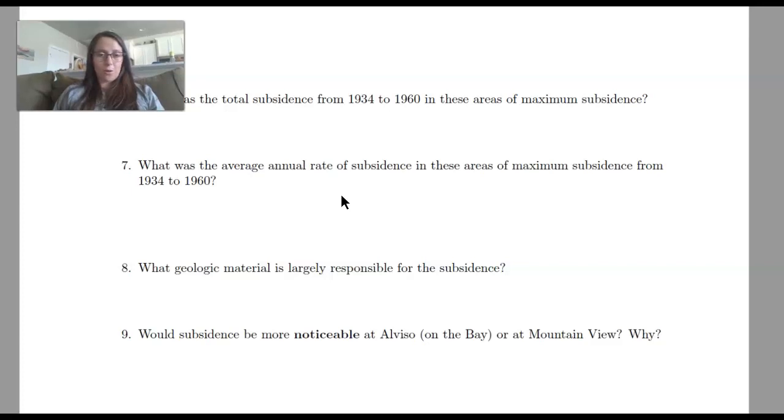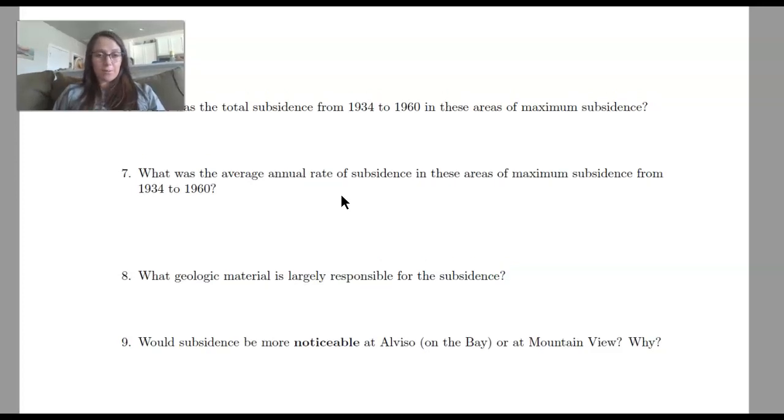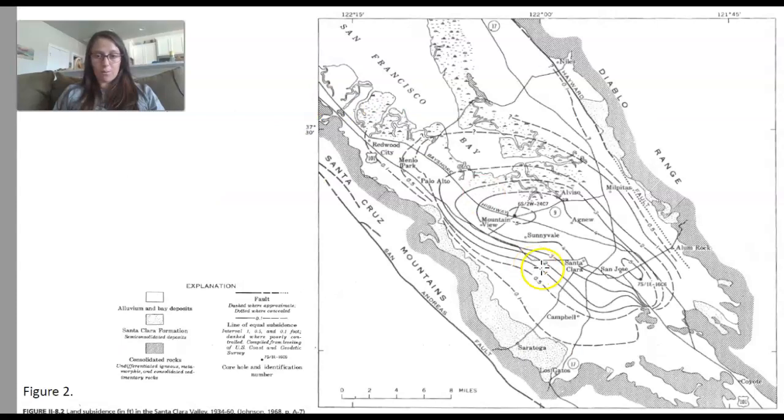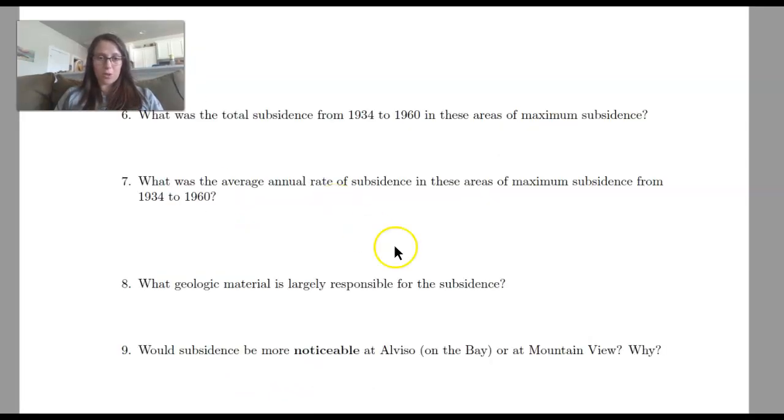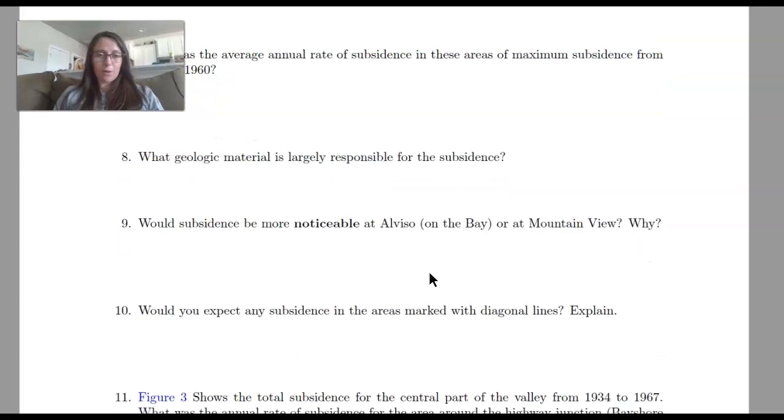The way you do the average annual rate of subsidence is you take the subsidence that happened between all of those years, which you found from the contours, wherever you found the greatest contours, and you say, okay, if I had, let's say, 100 feet of subsidence over however many years there are here, then that's your annual rate of subsidence. Okay, so that's how you're going to answer question 7. All right, what geologic material is largely responsible for the subsidence? You're going to be able to answer that question based on the reading that you did before in the area above. So I'll let you go through that.